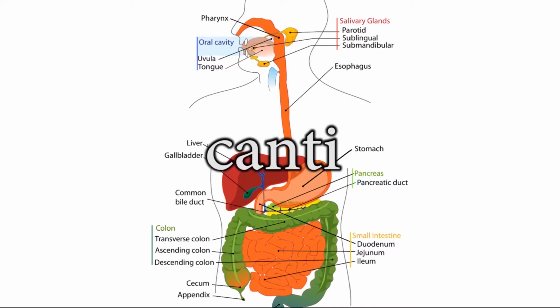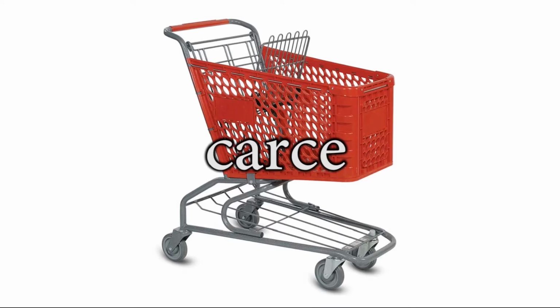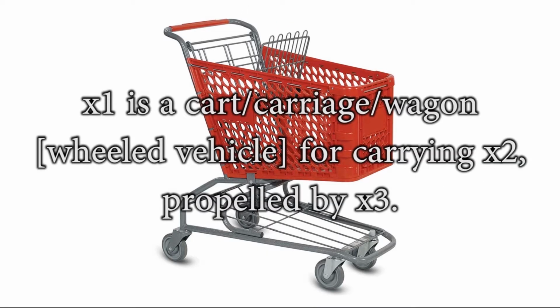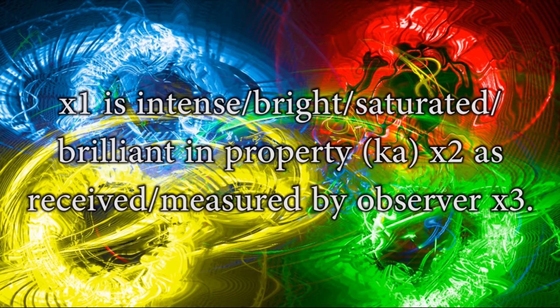Shanti. X1 are the guts, entrails, intestines, viscera, innards, or digestive system of X2. Sharshe. X1 is a cart, carriage, or wagon for carrying X2 propelled by X3. Sharmi. X1 is intense, bright, saturated, or brilliant in property X2 as received or measured by observer X3.